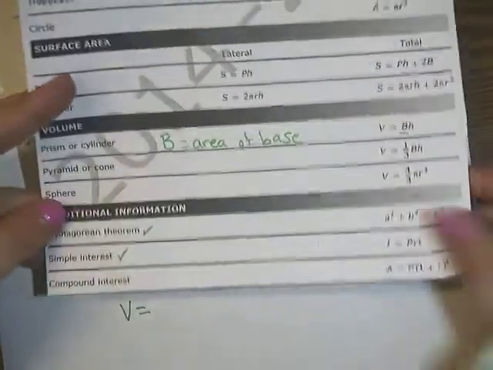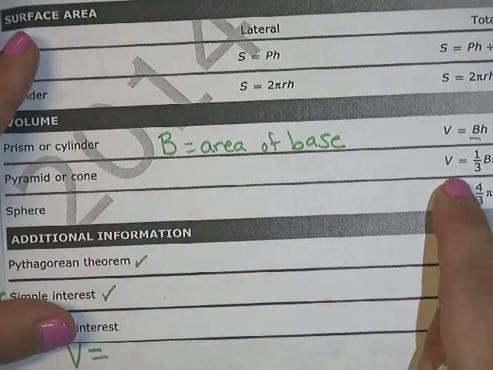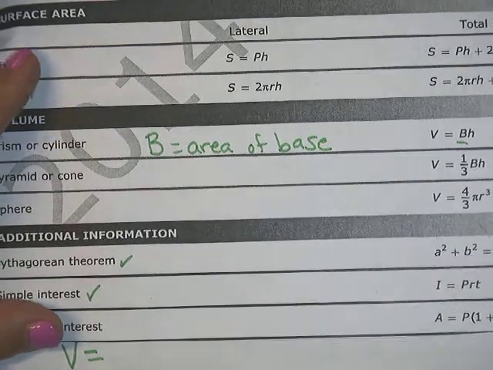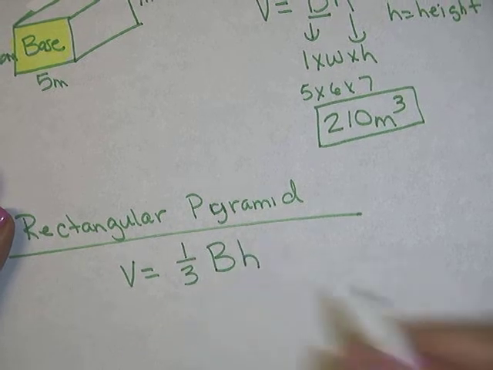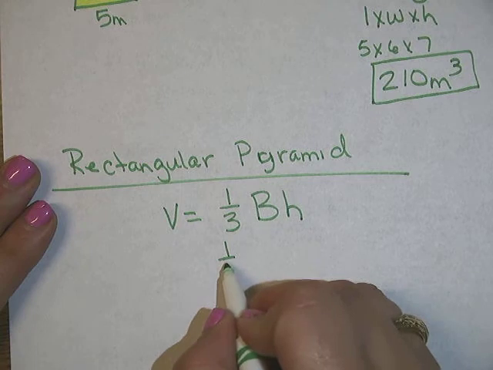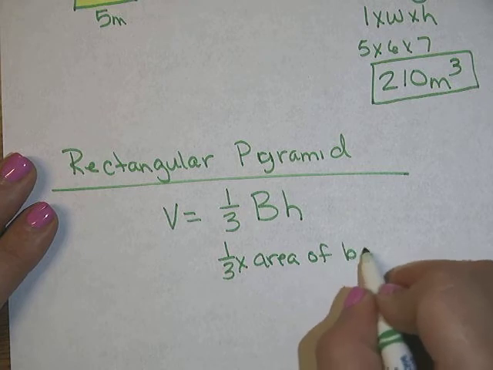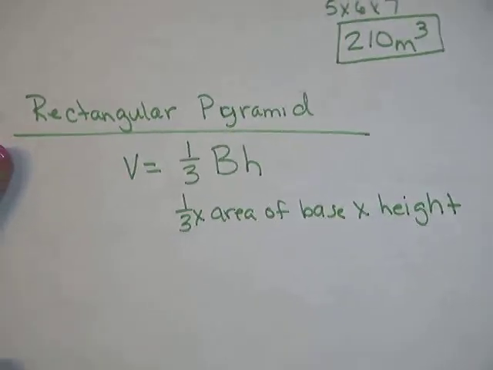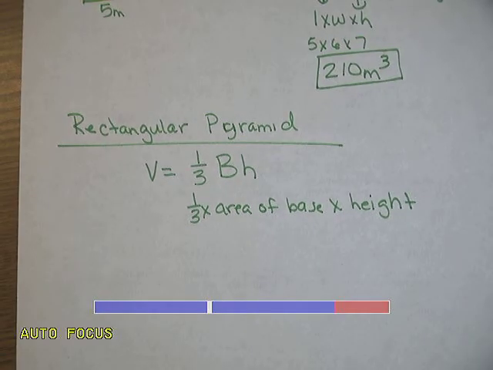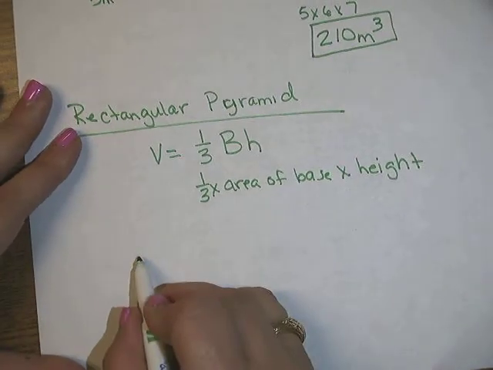Now look at your formula. What is the formula for the volume of a rectangular pyramid? And does it just say rectangular pyramid? No, it says pyramid. So our formula is 1/3 capital B times height. So this means I multiply 1/3 times the what? Not the base, times the area of the base times the height. Okay? 1/3 times the area of the base times the height.